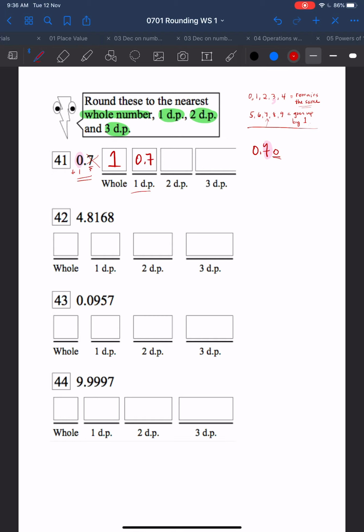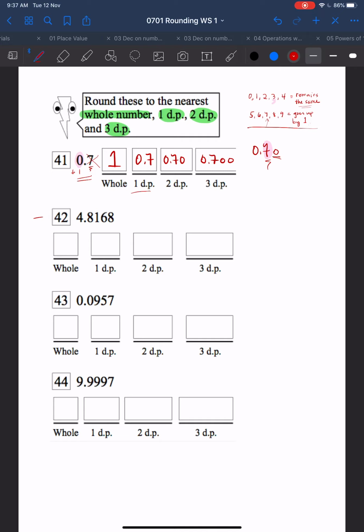Same. Now 2 decimal places. It's not possible anymore because this has only 1 decimal place. But if you really need to put an answer, I would just do this. That's 1 decimal place, 2 decimal places. 1 decimal place, 3 decimal places. It's all zeros. There's no value because this number only has 1 dp, 1 decimal place. Okay? So let's try this number.